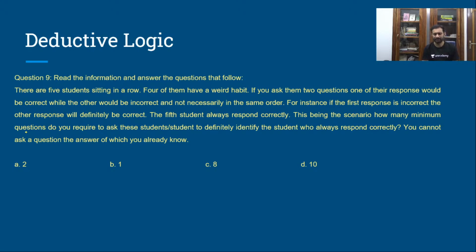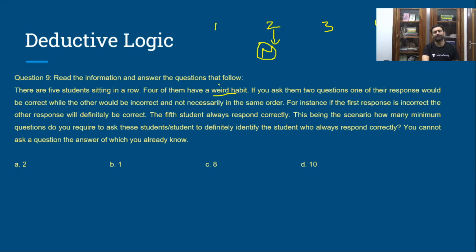So, for instance, what is the question? Hope you got this. But you have to identify among these five students who is the person who will always give the correct response. But you can't ask a question whose answer you don't know. For example, if I go and ask number two, am I wearing a black t-shirt? No, I know this is the person with this weird habit because he has given an incorrect response.